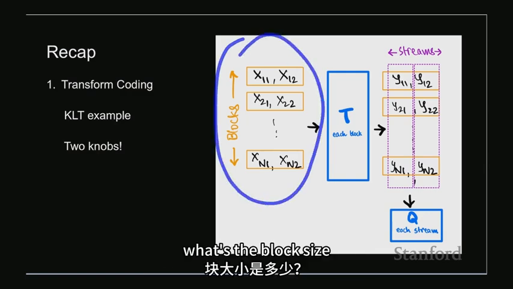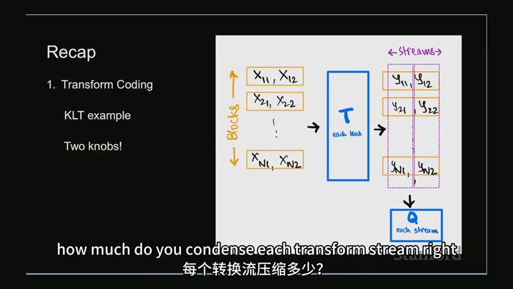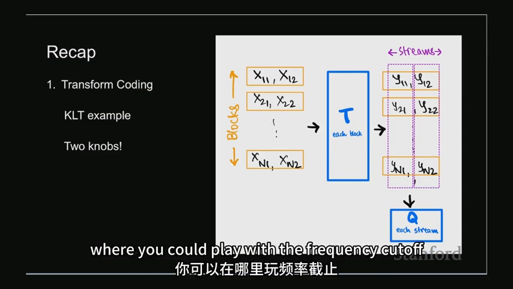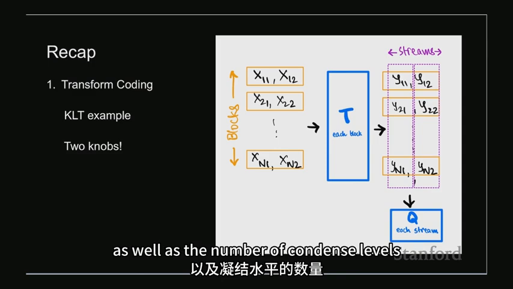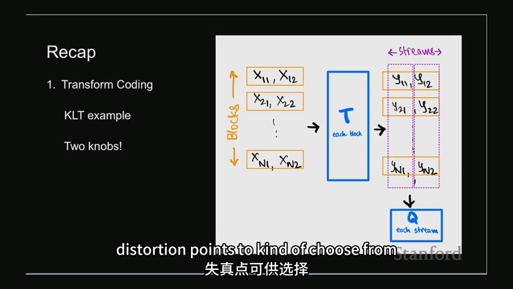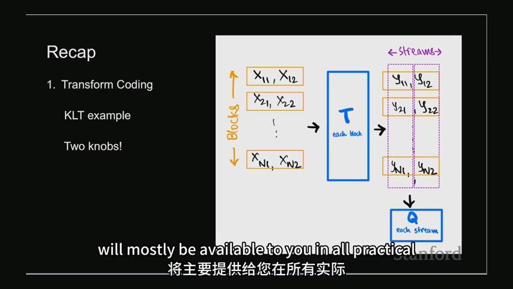What's the block size for your transform? And the second was, how much do you quantize each transform stream? We saw that in the audio compressor also, where you could play with the frequency cutoff as well as the number of quantized levels. And that gives you a variety of rate distortion points to choose from. So these two are very basic knobs, and will mostly be available to you in all practical compressors in some way.